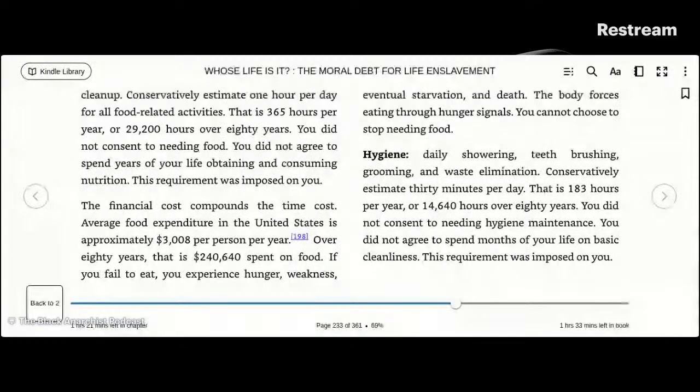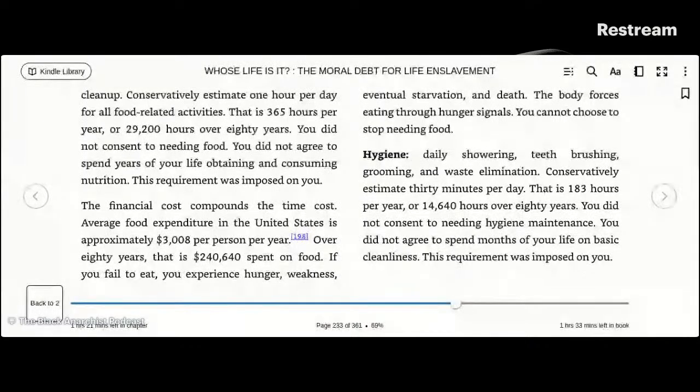Again, there's citations at the end for anybody who wants to confirm what I said. Over 80 years, that is $240,640 spent on food. If you fail to eat, you experience hunger, weakness, eventual starvation, and death. The body forces eating through hunger signals. You cannot choose to stop needing food.